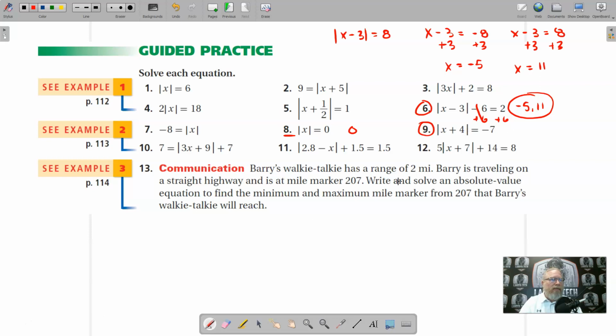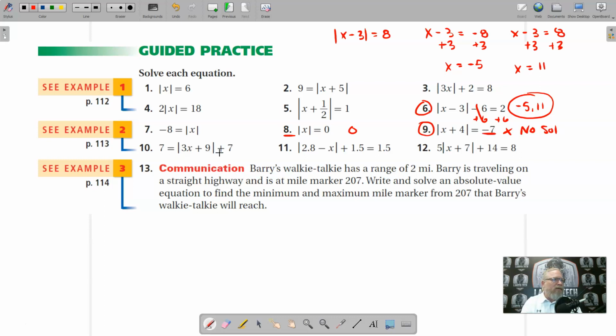So let's see what number 9 is. Absolute value of x plus 4 is already isolated on the left. And, oh, I'm done, right? It equals a negative number. So there's no solution here, right? No solution, because it equals a negative number.